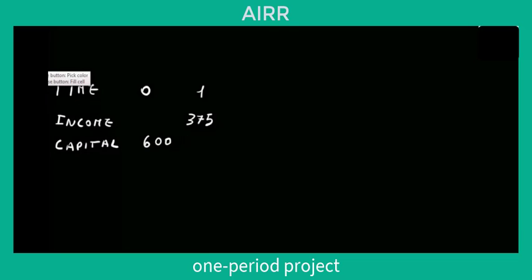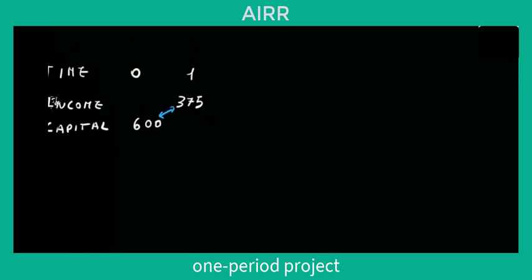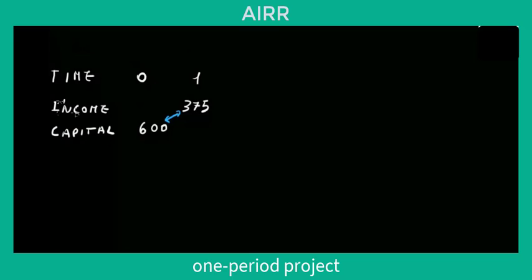What is the rate of return of this one-period project? Simply, the rate of return is an amount of return per unit of invested capital. So we simply have to divide the profit by the capital. Let us denote the rate of return as I, and we divide 375 by 600. That makes 62.5%.